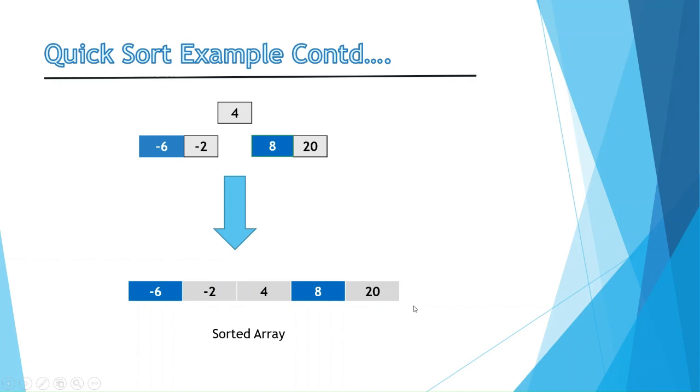Now if we join these elements into one array, we get -6, -2, 4, 8 and 20. Here you can see 4 is the starting pivot element. After that we select -2 as the pivot element on the left side and 20 on the right side, because on the left side -2 is the last element, and in the 8 and 20 array, 20 is the last element. So this is how, when we arrange the elements in the array, it gives out the sorted array, which is -6, -2, 4, 8 and 20.